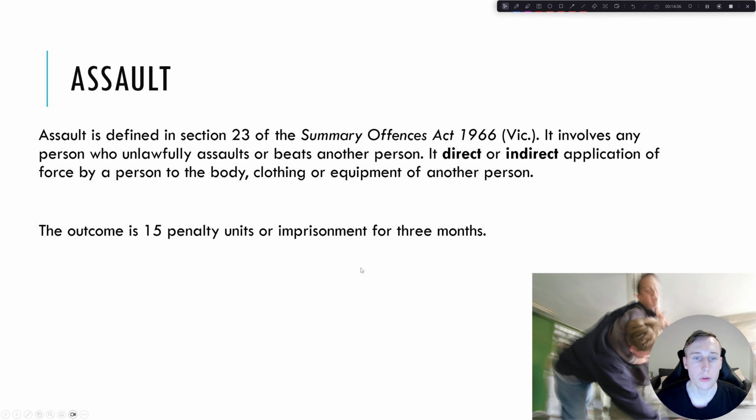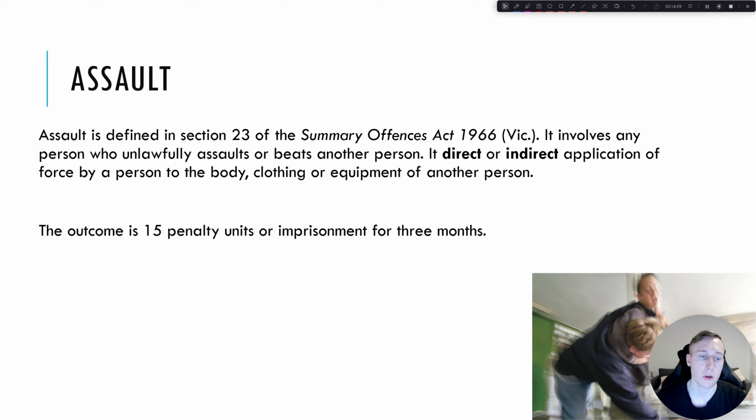So moving on to our second one, which is assault. Basically, assault is defined as when you unlawfully beat or assault someone. It can be direct and it can be indirect, and there are many different types of assault. You can verbally assault someone, you can spit on someone, you can kick someone. There are lots of different types of assault.